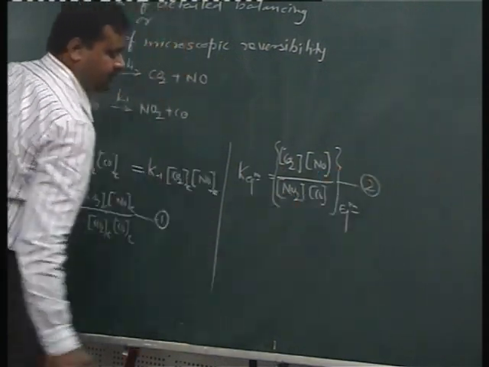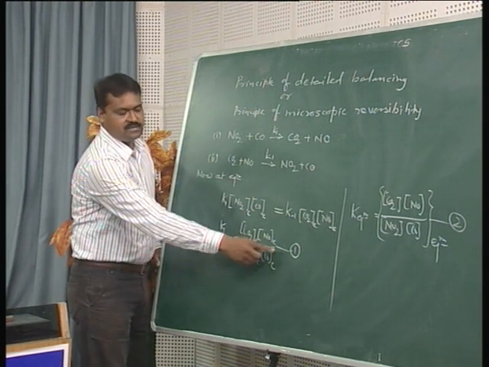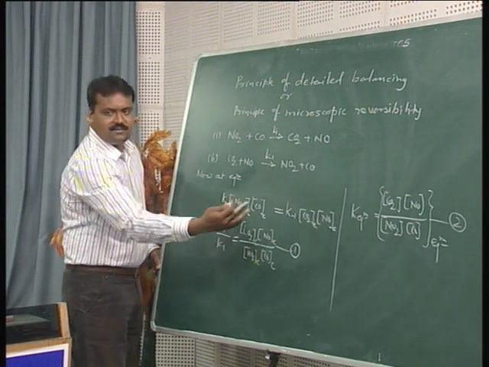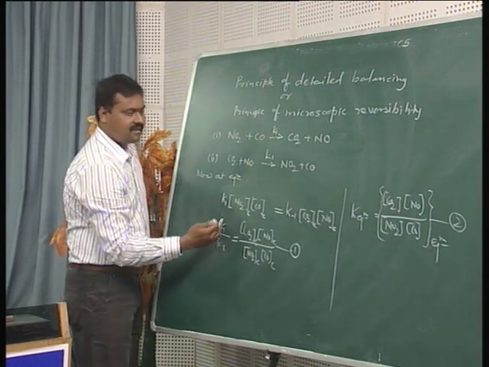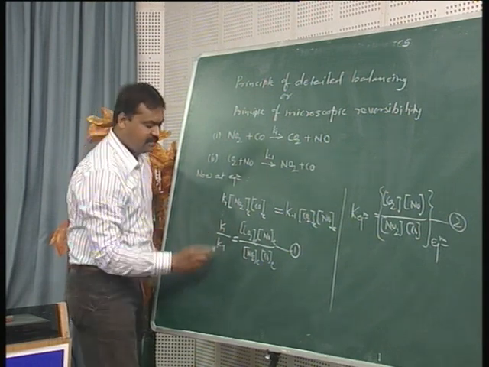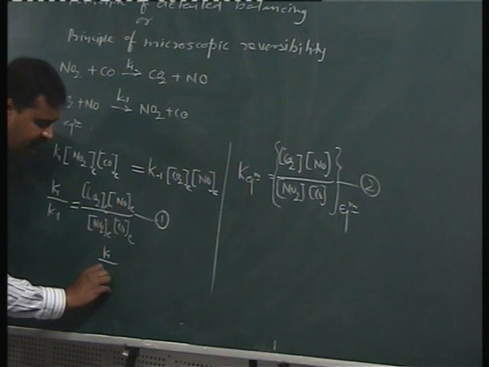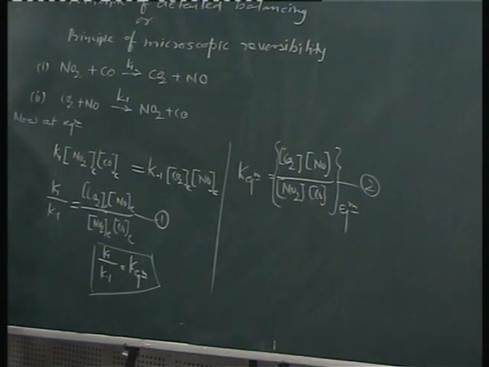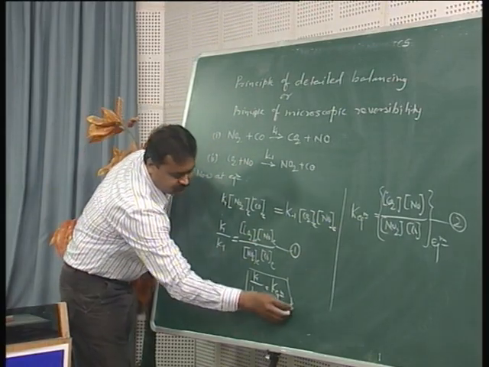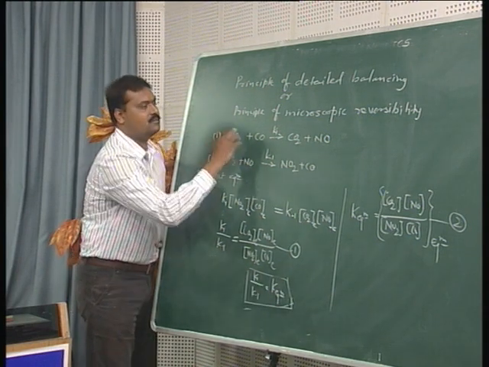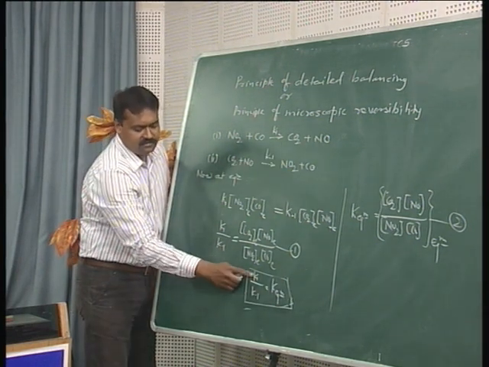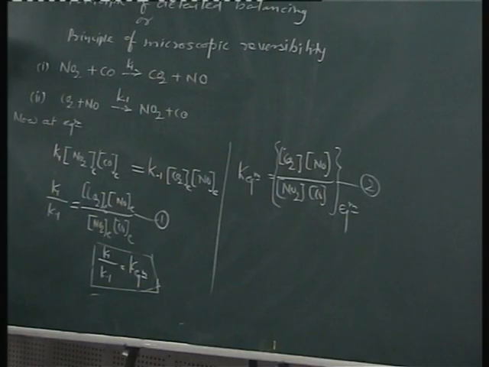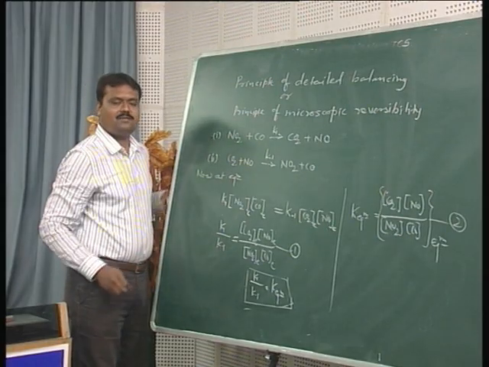Say this is 2. So if we compare equation 1 with equation 2, we can say that the right hand sides of 1 and 2 are the same, and therefore the left hand sides of 1 and 2 must be the same. That means K1 by K minus 1 is K equilibrium. See, this is the relation between the equilibrium constant of the overall reaction and the rate constants for the forward reaction as well as its reverse reaction, and therefore it is called the principle of detailed balancing for a one-step reaction.